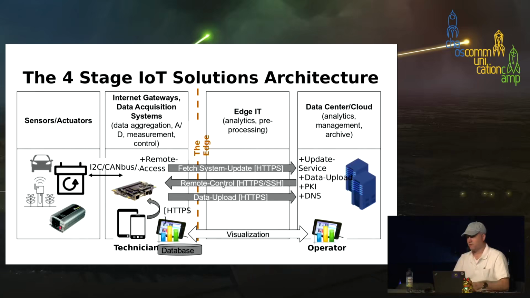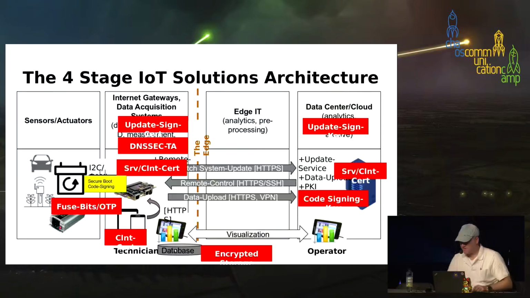Talking about remote control, again, we need a client certificate connecting to the target, to the device, and we need a server certificate on the device. For data uploads, might be VPN, so we need mutual authentication, we need client certificates, server certificates. We've got the database, so the database should be encrypted. And as you see here, it's full of security requirements for cryptographic items, credentials, you name it.